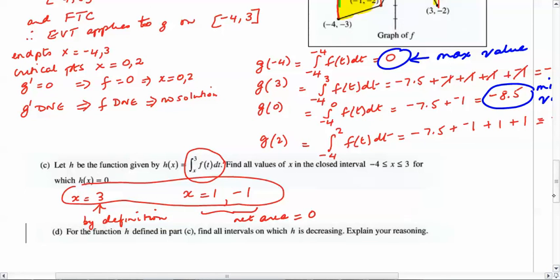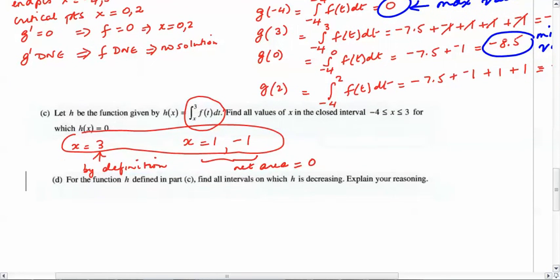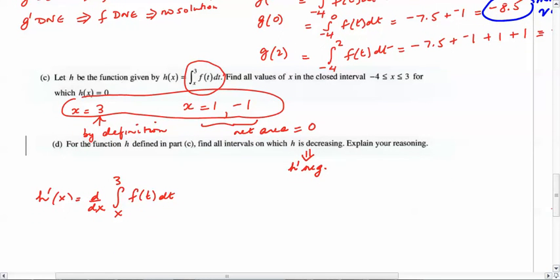The last part also is less complicated than you might think. I want to find all intervals in which h is decreasing. H decreasing means h prime is negative. So our task is now to find h prime. H prime is literally the derivative of h. And I start looking at it and I go, oh gosh, they are being sneaky. They have put the constant at the top instead of at the bottom. So we got to do a little step first.